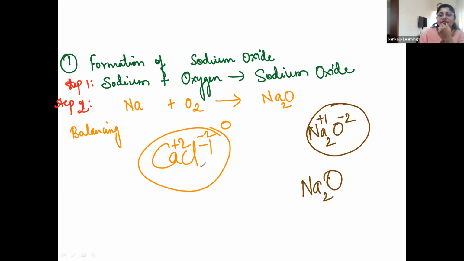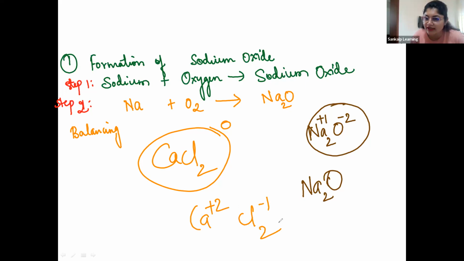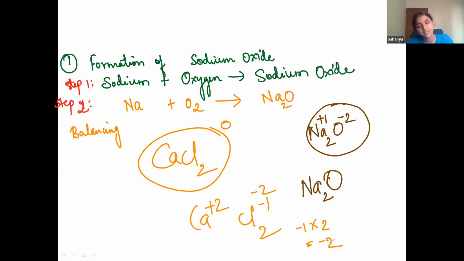If you take 2, won't it be 2 into 2 is 4? Where 2 atoms are there? See, CaCl2: Ca is +2, and each Cl is -1. So if I take 2 Cl, it will be -2. -1 into 2 is how much? -2. Yeah, so the overall charge will be -2. And this will be +2.